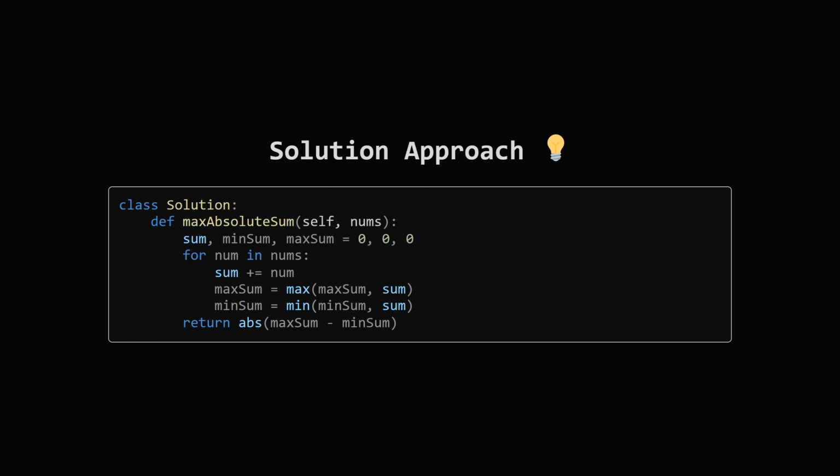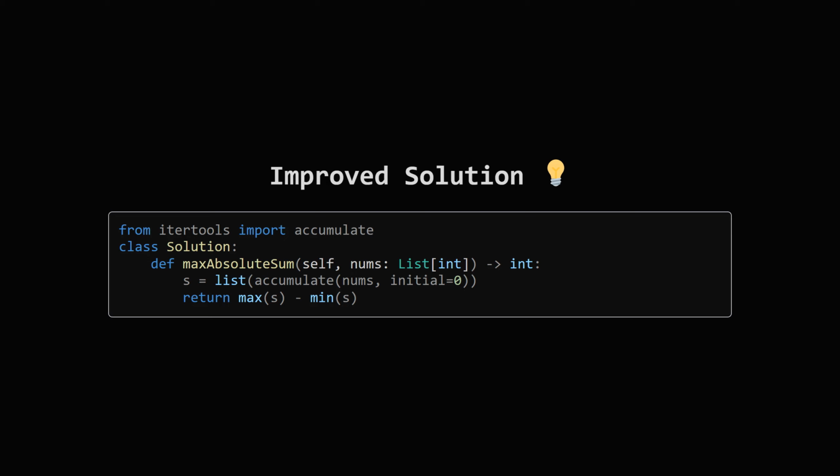Here's my initial solution. I kept track of the current sum, the minimum sum so far, and the maximum sum so far. By subtracting the minimum sum from the maximum sum, we can find the largest difference, which represents the maximum absolute sum. Then, I checked out some other solutions and learned about the accumulate function in Python's itertools library. It's super handy for calculating cumulative sums.